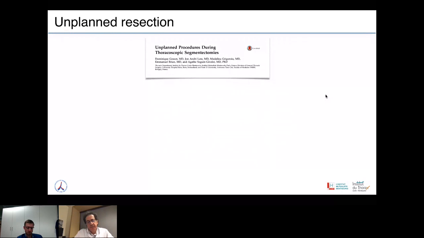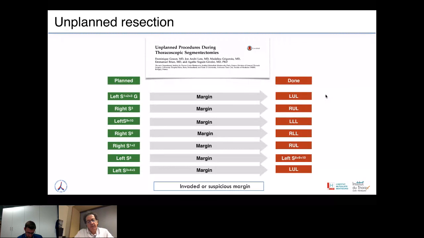So in these publications, we had 7 patients with a frankly invaded margin or a suspicious margin. And what is very interesting is that in some of these patients, the surgeon was sure the margin was fine, and the answer of the pathologist was, it's suspicious. So it's another argument to have a frozen section of the margins. And as you will see, in 7 of our patients, we were obliged to convert to a more important resection.